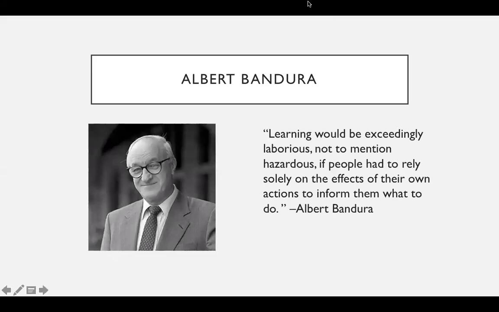This is a photo of Albert Bandura and a well-known quote of his that I think encompasses the basis of social learning theory that states, "Learning would be exceedingly laborious, not to mention hazardous, if people had to rely solely on the effects of their own actions to inform them what to do." As we get further into my presentation, I hope that you will see how this quote relates to social learning theory.